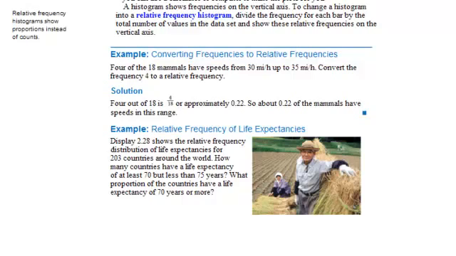The math here, it says 4 of the 18 mammals had speeds. Here's the range, 30 to 35. Convert the frequency 4 to a relative frequency. So because there were 18 total, you're simply going to divide 4 divided by 18, and so you get 0.22. Okay? Now, this is where I want to be able to look at the graph.